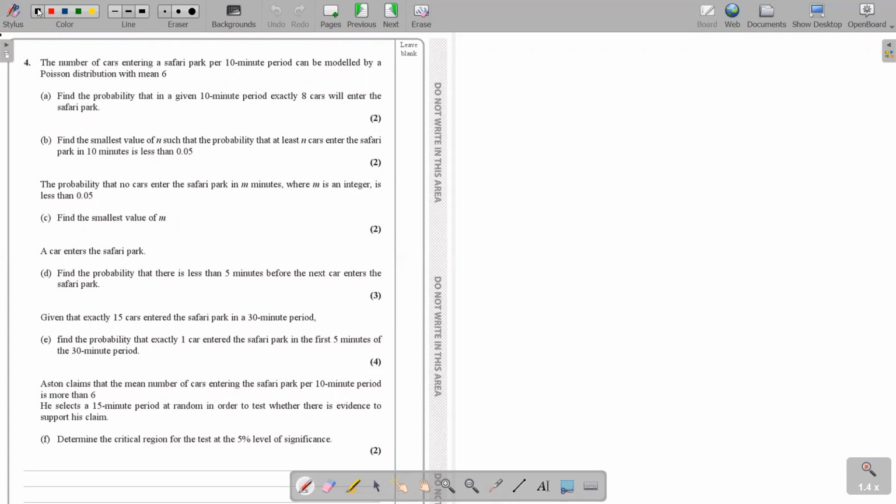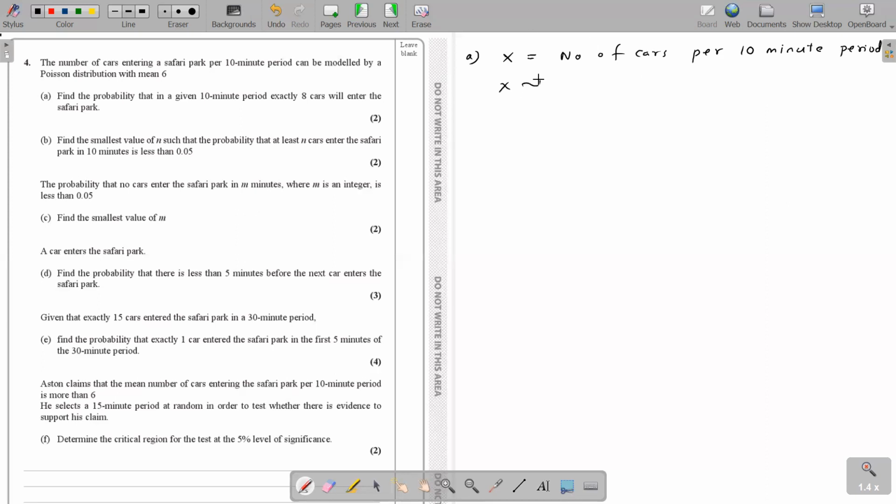Okay, first things first, shall we define our random variable? So x, what is x? X is the number of cars. So always when you're doing Poisson, make sure when you give the variable, give the interval. Because otherwise when the interval changes, you have to change the variable also. So here, x is the number of cars entering the park per 10-minute period. So make sure you give your period.